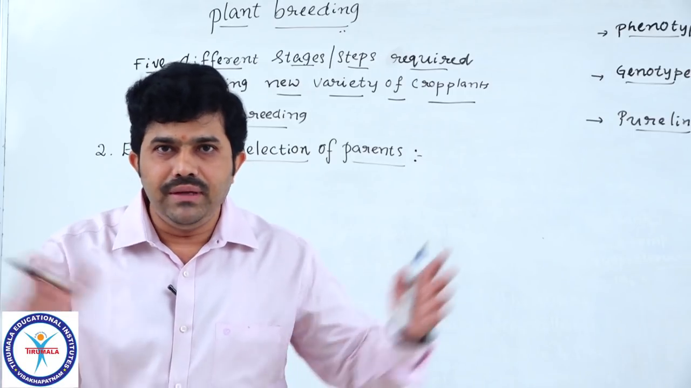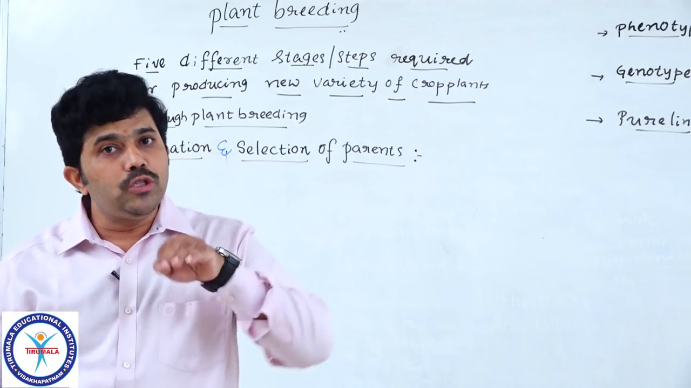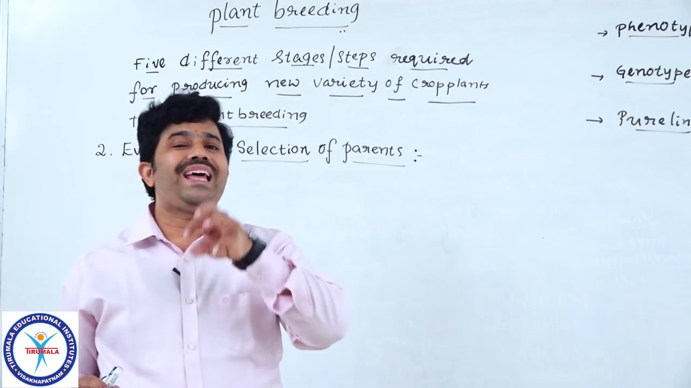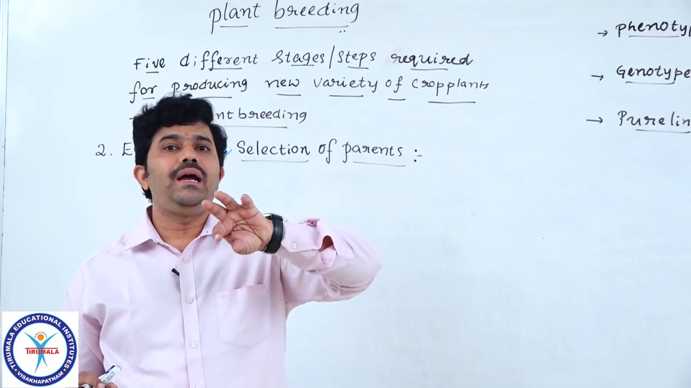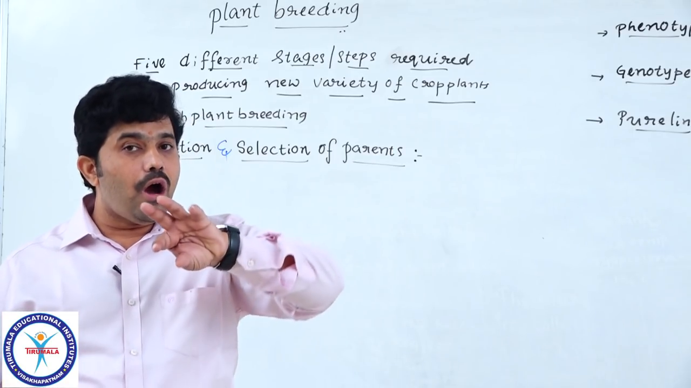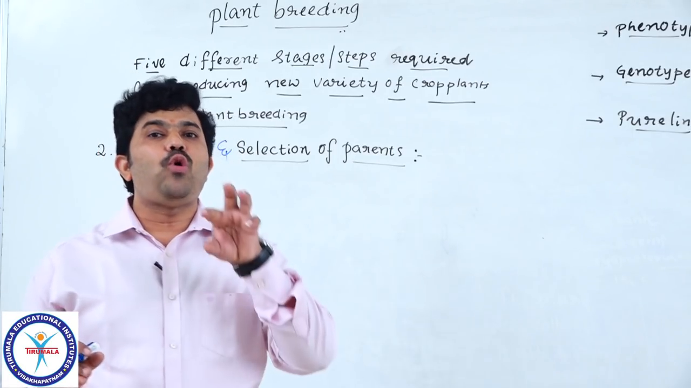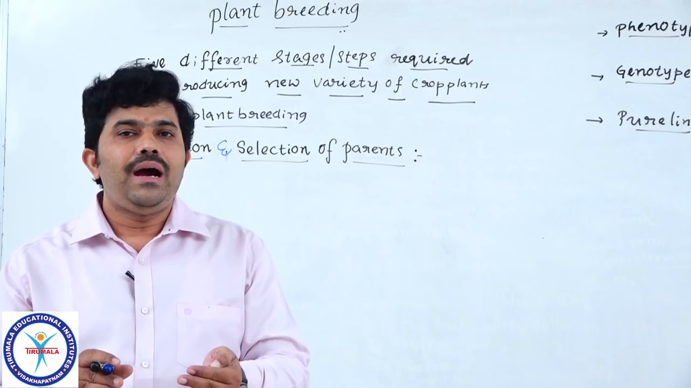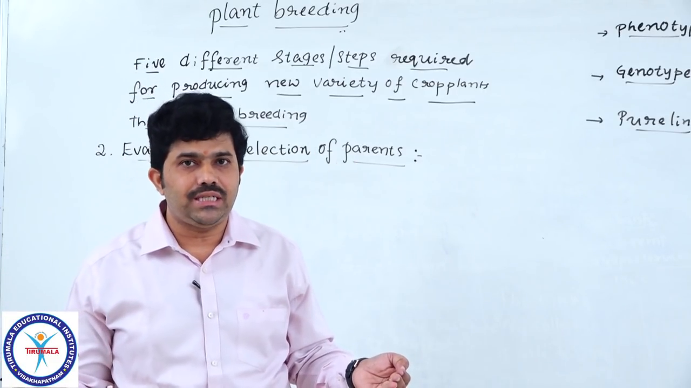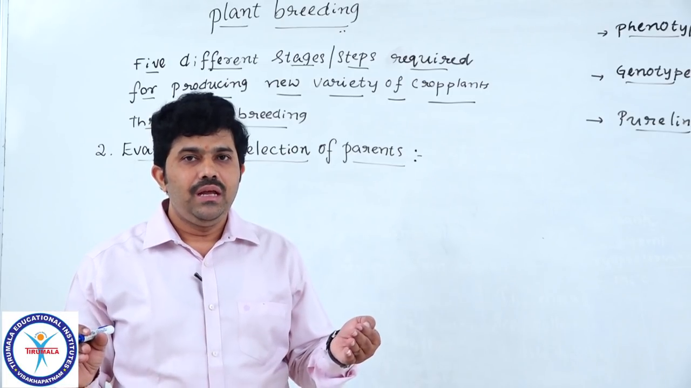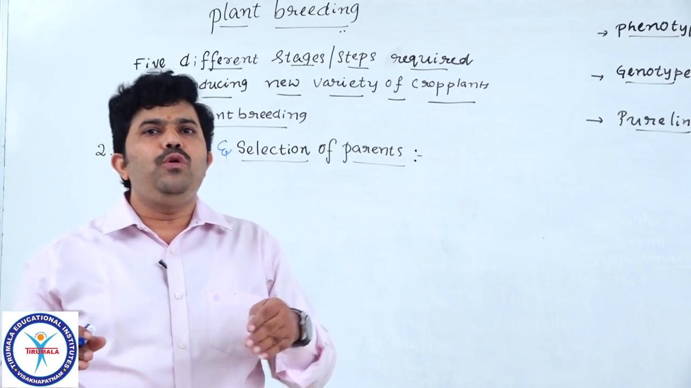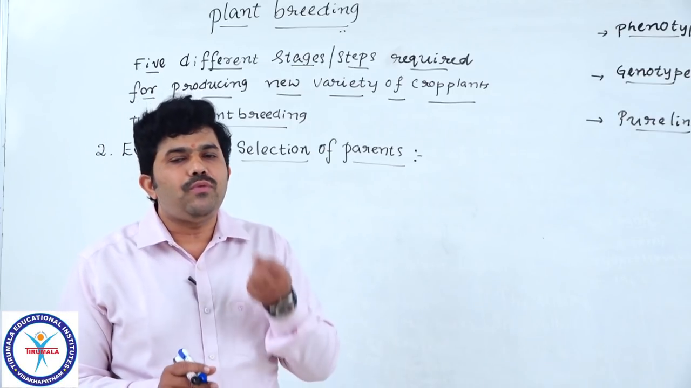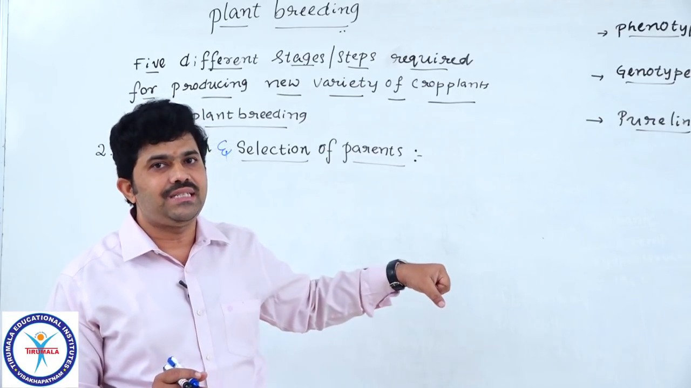In the first step, we gathered many plants, a group of plants. In those plants, we try to select a very few types of plants with more desirable characters and a combination of characters. For example, out of thousands of plants we gathered in the collection of variability, only very few plants with more desirable characters compared to others, just 1% of the plants, we evaluated and selected as parents.